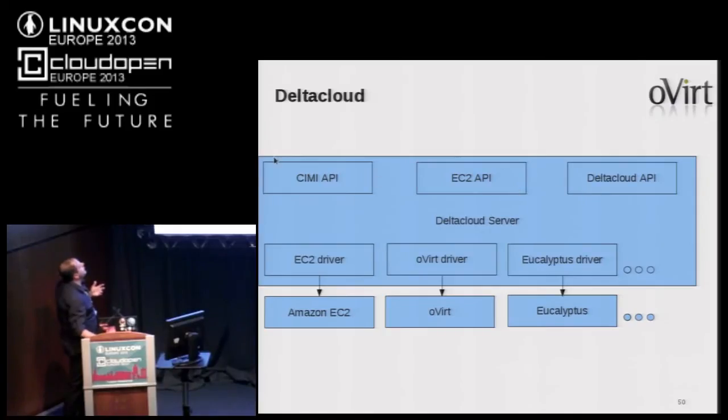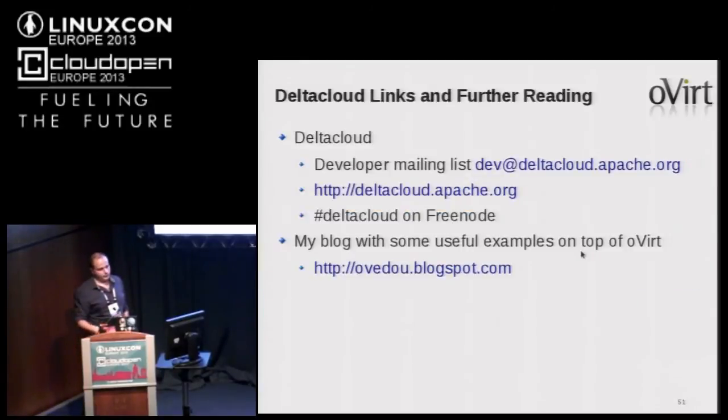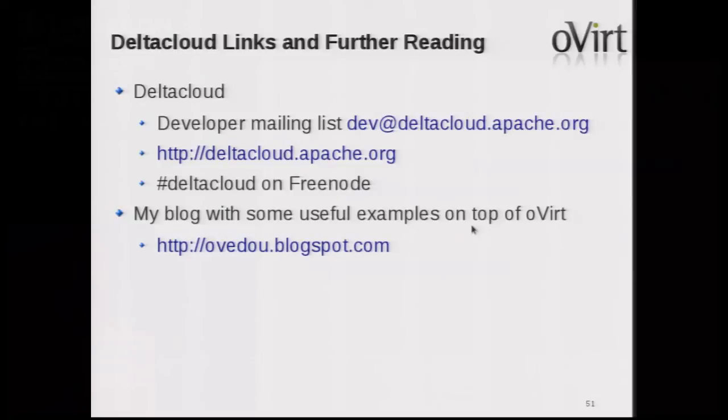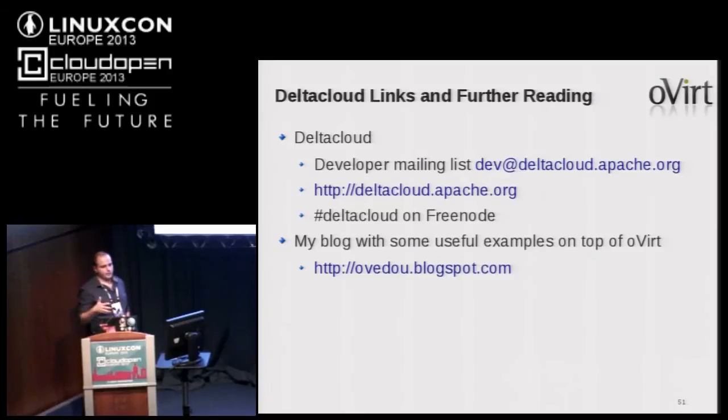These are the APIs that are exposed, and inside the Deltacloud servers, you have different drivers that know how to talk to different cloud providers. I won't go into any further details. If it interests you, if you already work with a specific environment that has support for the EC2 API and would like to work with oVirt as well, you can check it out and see if it fits you. Again, the protocol support is not complete yet.